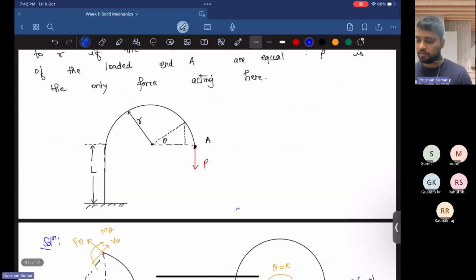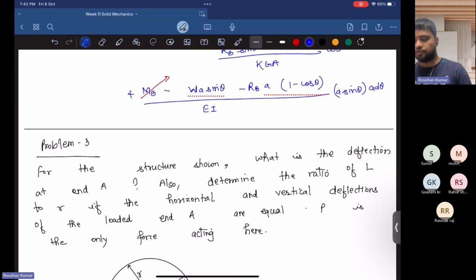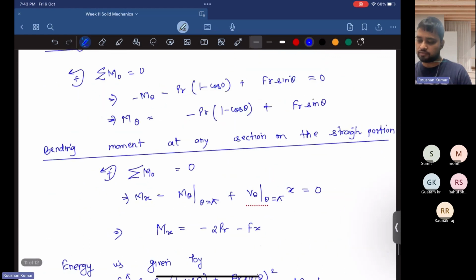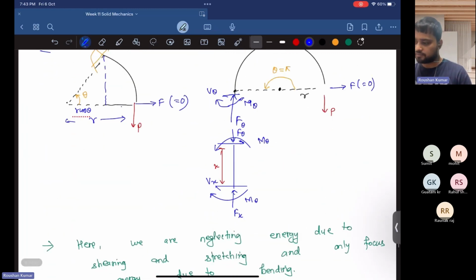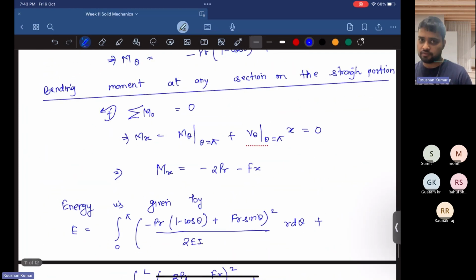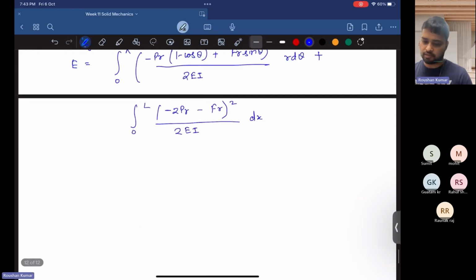Now here the question is to find the deflection, that is the displacement. If horizontal and vertical displacement at the end are equal, then find the ratio of big R to small r. So for that we have to find the deflection both horizontal and vertical, and for that we need to take the derivative of total energy with respect to the horizontal force and the vertical force. So first we are taking the partial derivative of energy with respect to the vertical force, to find the vertical deflection. Here the vertical force is P.